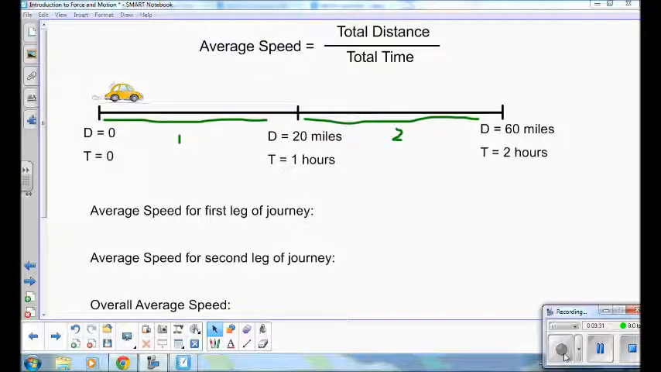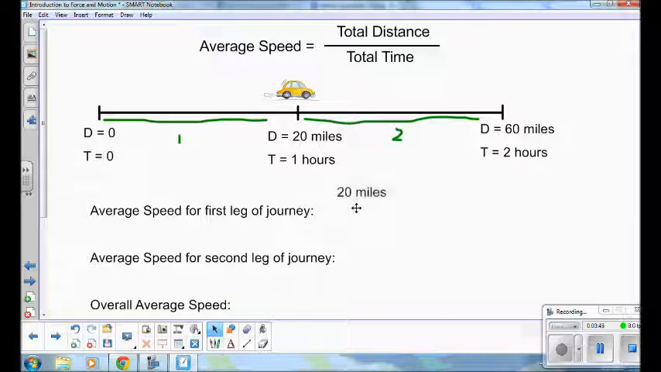Okay, so let's do some of these calculations. The first leg of our journey, our car starts at distance 0, time 0, and it ends at distance 20 miles, time 1 hour. So I'm going to write my average speed as total distance divided by total time, 20 miles divided by 1 hour, and I'm going to end up with an average speed of 20 miles per hour.